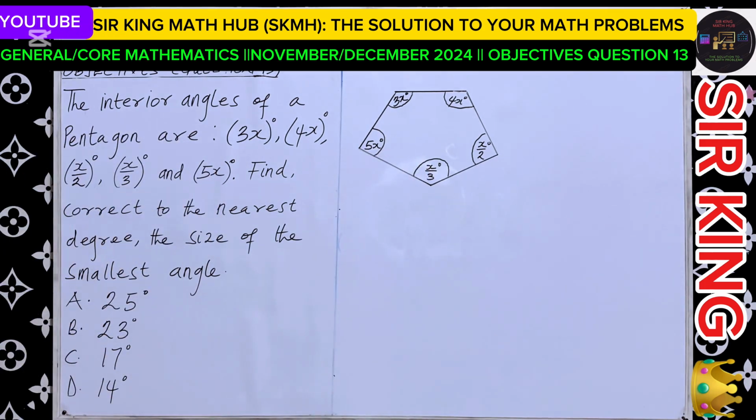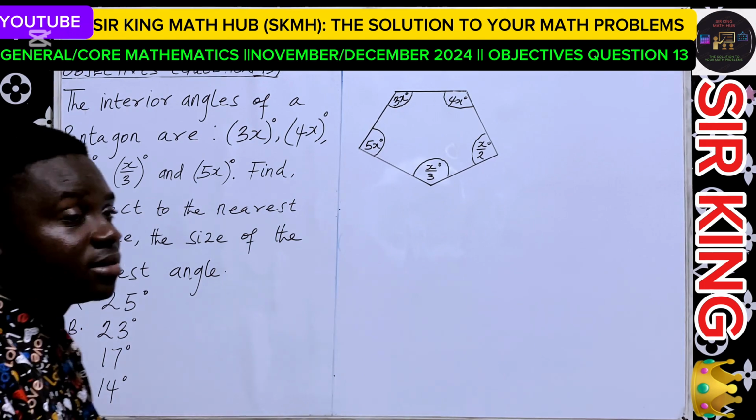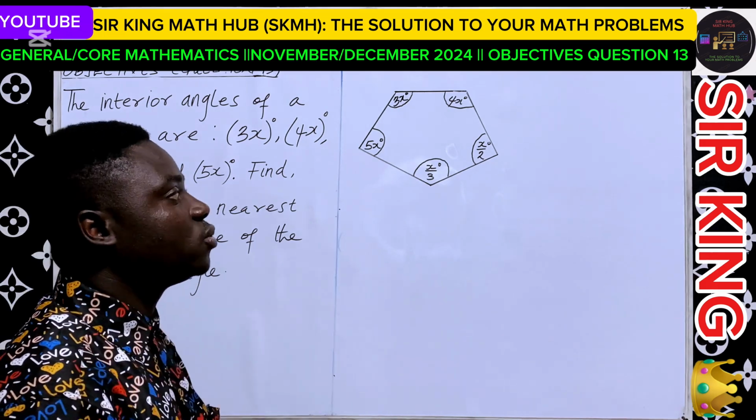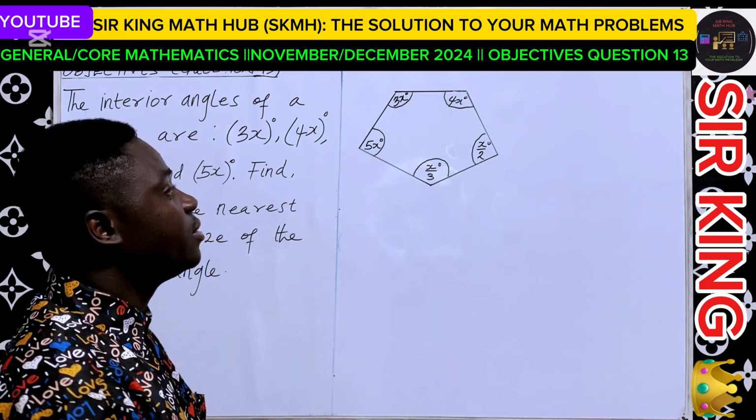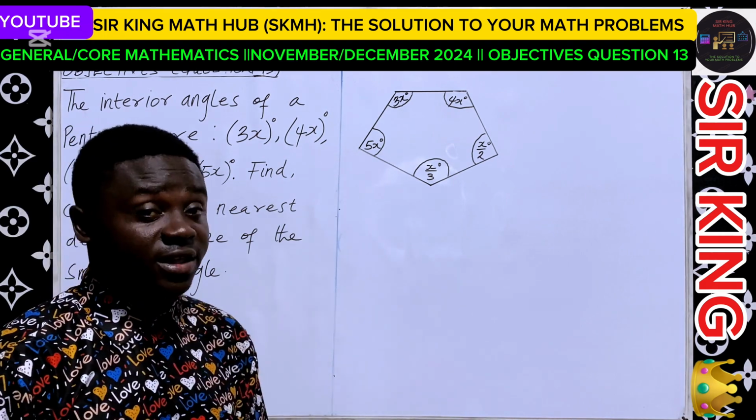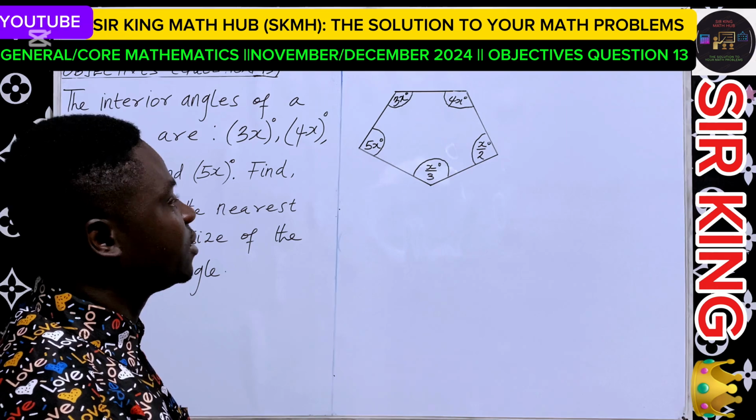Now we have to correct to the nearest degree the size of the smallest angle. We want the size of the smallest angle. So to get the size of the smallest angle, let's first find the value of x.